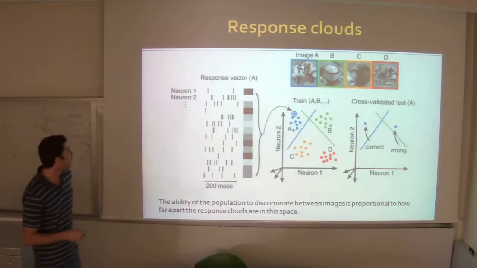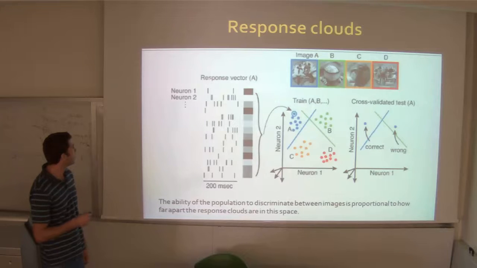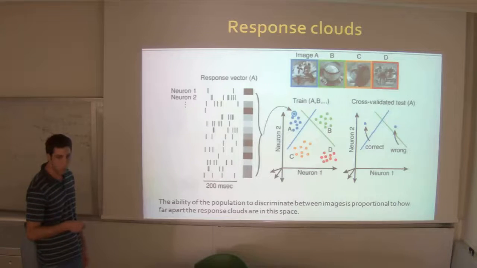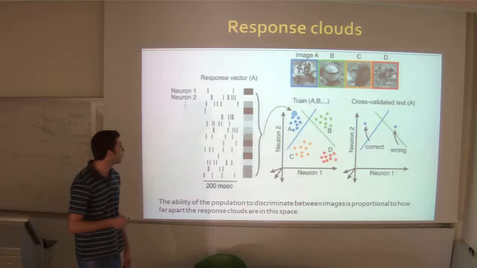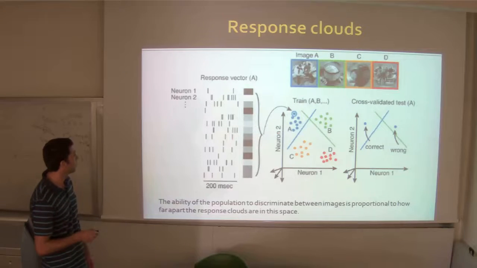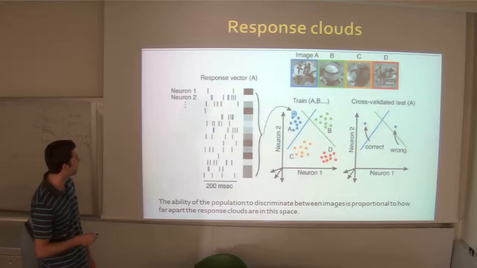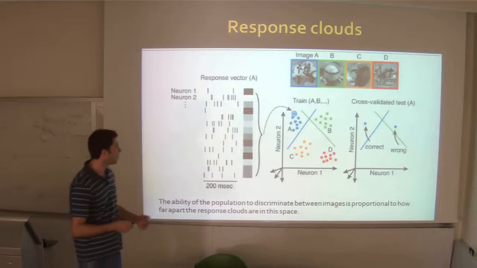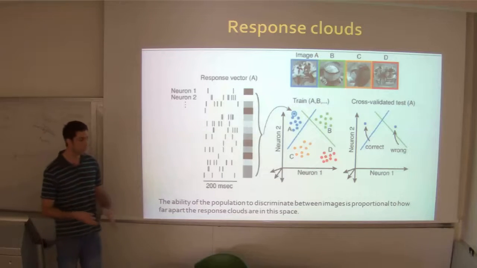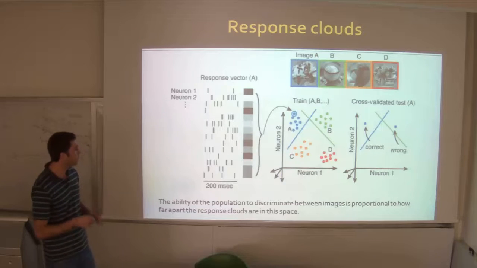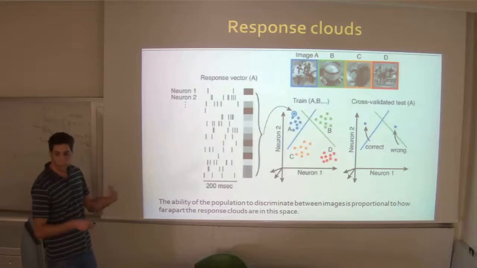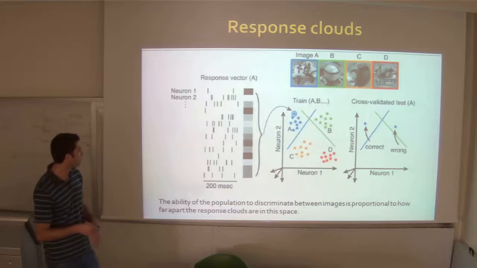Now a bit about response clouds. As before, they were collecting data. This is, for example, a response vector. Here is a list of neurons, and the blacker the bar, the lower the spike rate. White is a lot of spikes within the same 200 millisecond window. So they were showing images and mapping them into this n-dimensional space. After they collected sufficient data, they put in their classifiers, and from this point on, they could check whether for new images they would get correct or wrong answers.